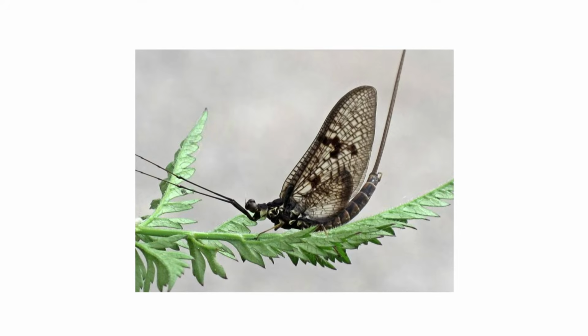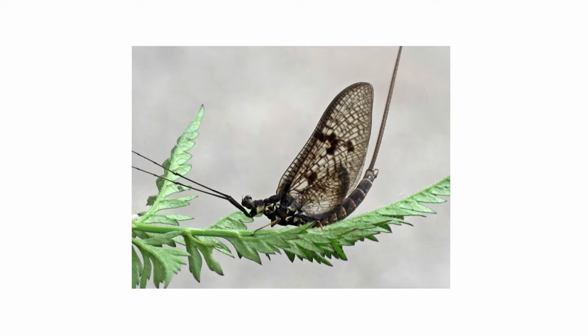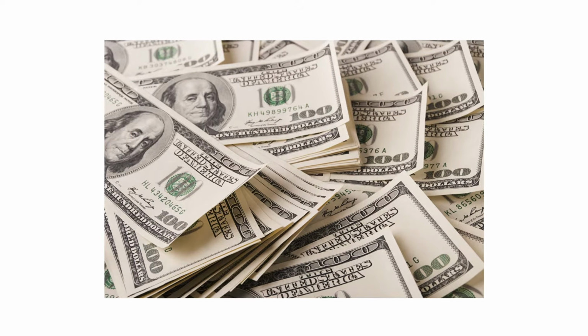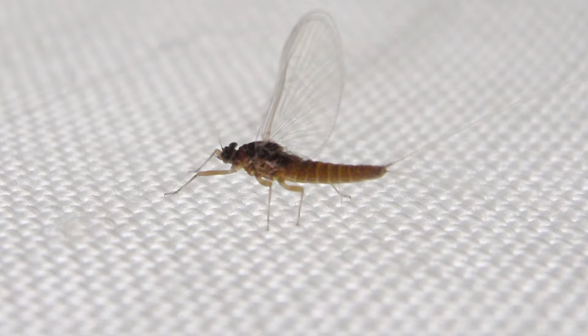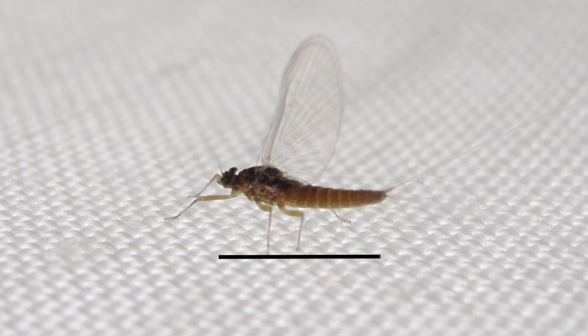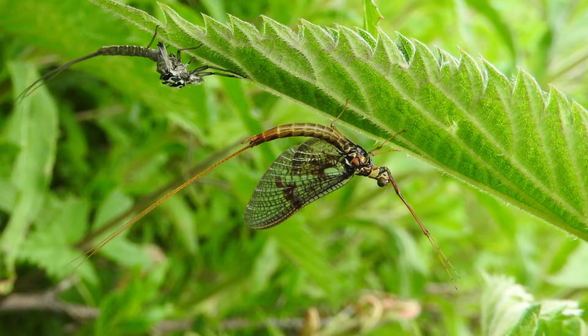The first thing you should do in any pest control plan is identify what you're dealing with. Careless identification can lead to the wrong treatment methods, costing you time and money. There are many species of mayfly found throughout the world. Alternate names for these pests include shadflies and lake flies. They can range in size from 1/32 inch to over 1 inch in length. Their body colors vary, but the wings are usually translucent.